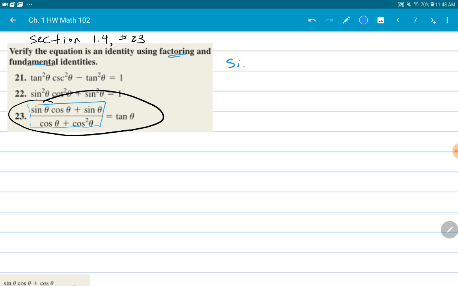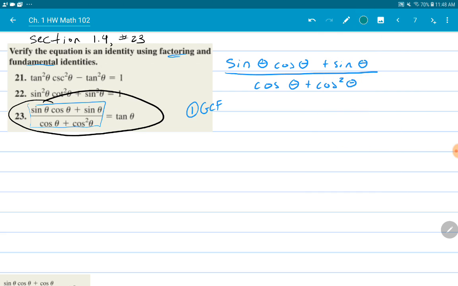So I'm going to start with sine of theta, cosine of theta, plus sine of theta over cosine of theta plus cosine squared of theta. Now to factor this, I look at just the numerator and denominator one at a time, and I can see there's a GCF in each of these. So first thing I'm going to do is GCF.